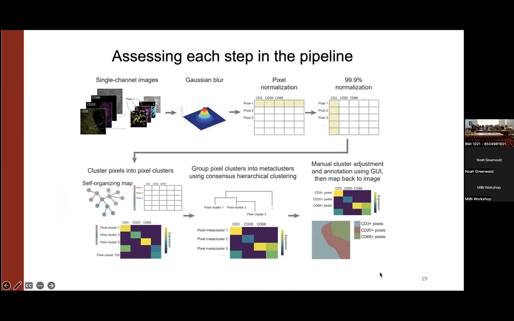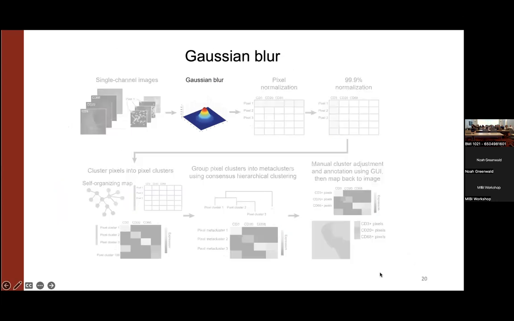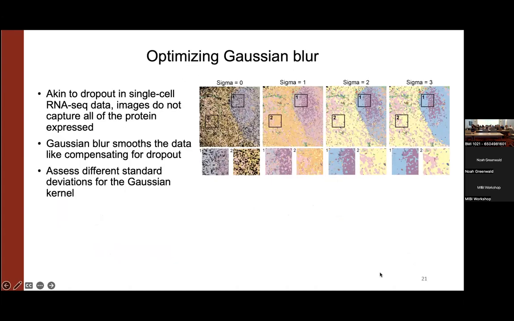Okay, so now that we have a quantitative metric for assessing reproducibility, we can use this metric to assess each step in our pipeline. So the first step here is the Gaussian blur, which I think we talked a little bit about already today.